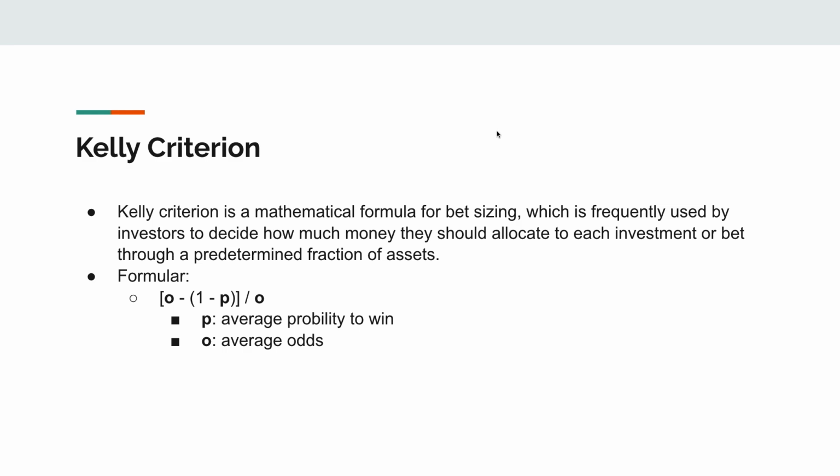So what is Kelly Criterion? I'm sure many of you are already familiar with it. It is a mathematical formula for betting size, which is frequently used by investors to decide how much money they should allocate to each investment or bet through a predetermined fraction of assets. And here's the formula. As you can see, we have symbol P and symbol O. P stands for average probability to win, while O stands for the average odds.